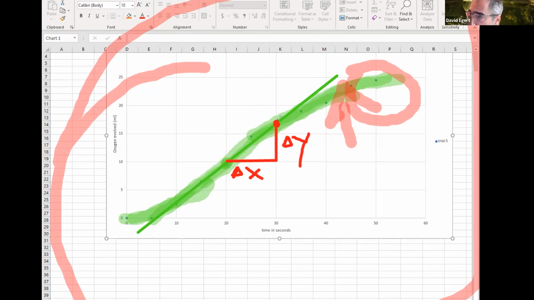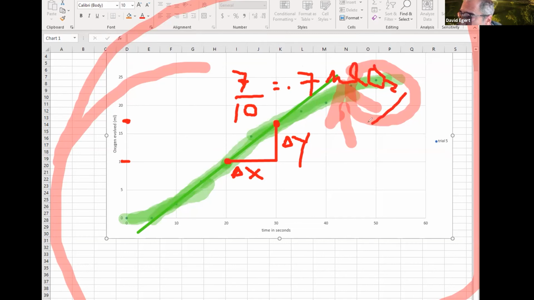And I just have to find that intersection of the green line I drew here. And I would say, okay, I'm going to ballpark it. This is around 17 minus 10, so it's about 7. Again, I know this is 10. So this would be like 0.7 mils of O2 per second.